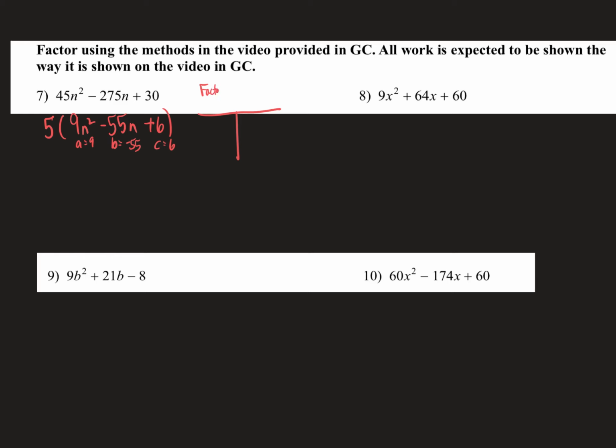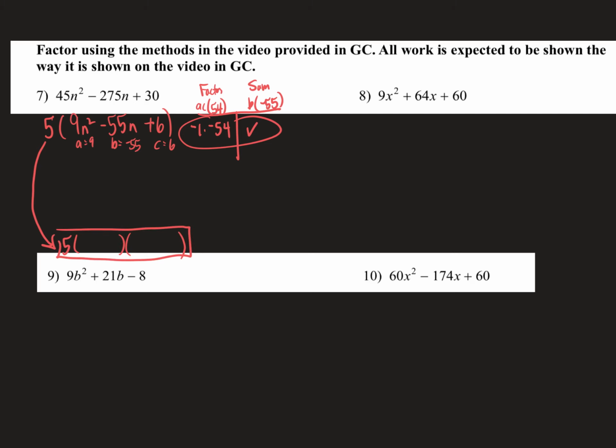Factors of A times C. 9 times 6 is A times C, so positive 54. Sum of B, which is -55. So I want to multiply and get a positive and add and get a negative. That means that both of them will be negative. And since the first one's the one that works, that's the only one I'm going to put. I'm going to bring this down, and that's where my answer is going to go.